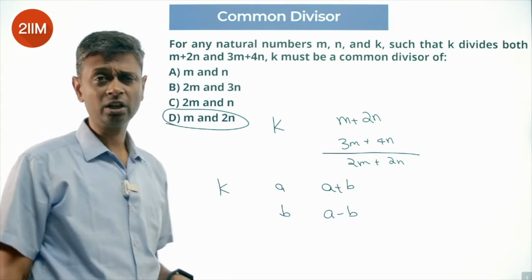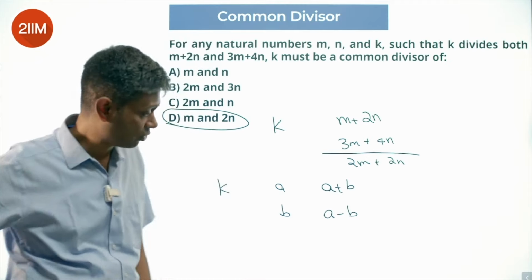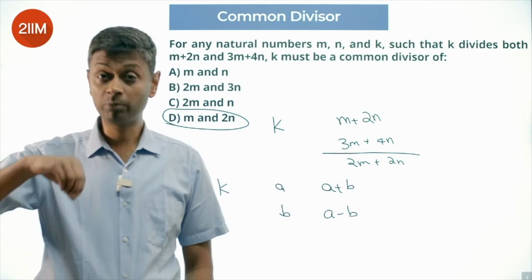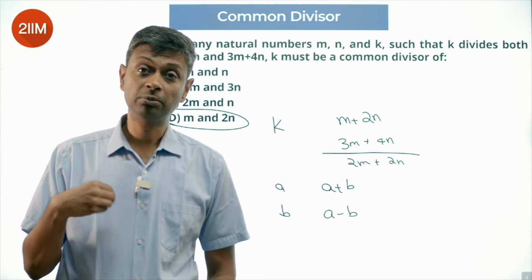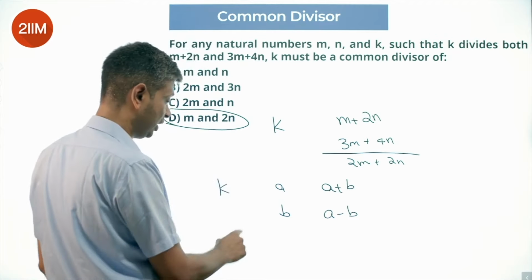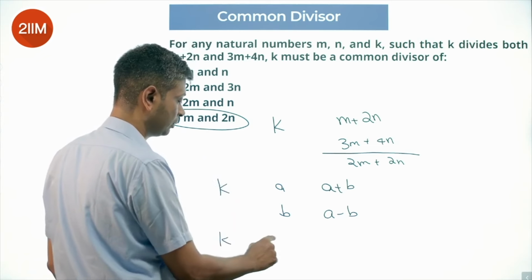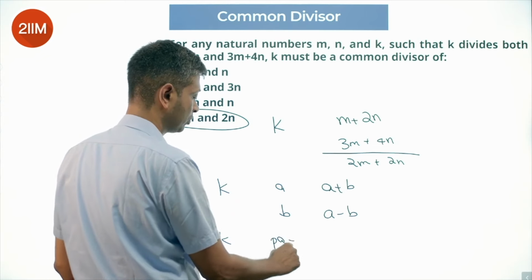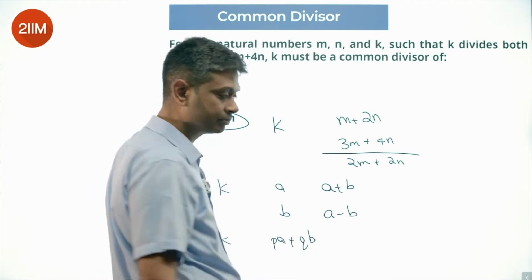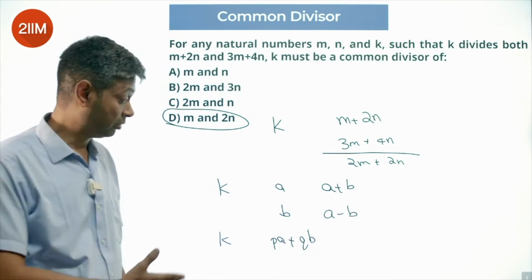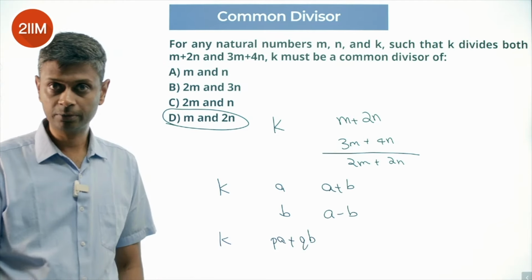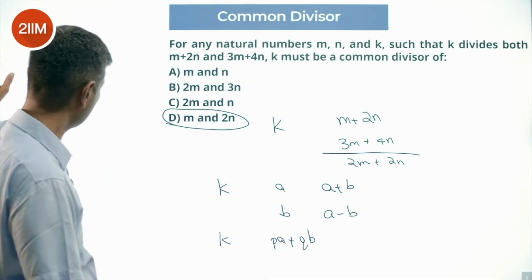The key idea we are using here: if k is a factor of a, k is a factor of b, k is a factor of any multiple of a, any multiple of b, k is a factor of the sum a plus b, the difference a minus b, k is a factor of pa plus qb, where p and q are natural numbers or integers. It could be 5a minus 4b, it will be a factor of that. Nice, we're using that idea and then arriving at this.